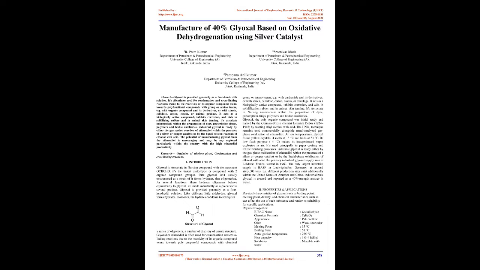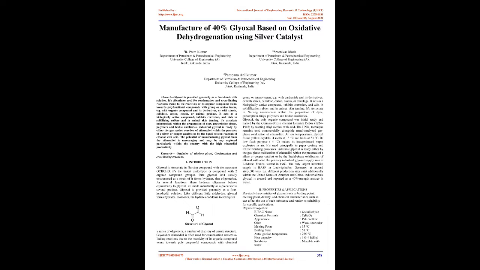Glyoxal is supplied generally as a 40% solution. Like other small aldehydes, Glyoxal forms hydrates. Moreover, the hydrates condense to give a series of oligomers, some of which remain of uncertain structure.